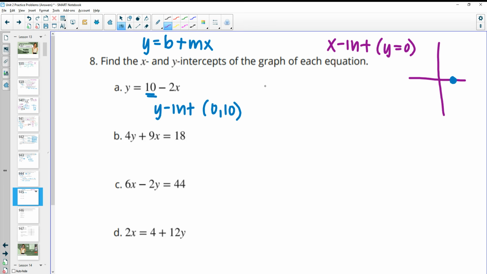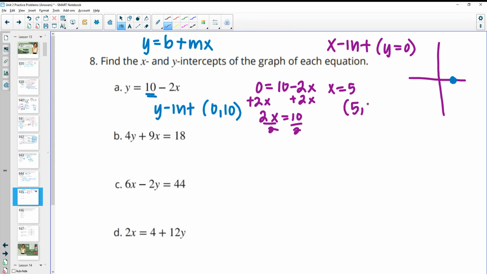y equals 0. So to find the x-intercept here, we'll do 0 equals 10 minus 2x. So I'm going to add 2x to both sides. So then we get 2x equals 10, divide by 2, and we get x equals 5. So then writing it as an ordered pair, that would be the ordered pair 5, 0. So y-intercept 0, 10, x-intercept 5, 0.